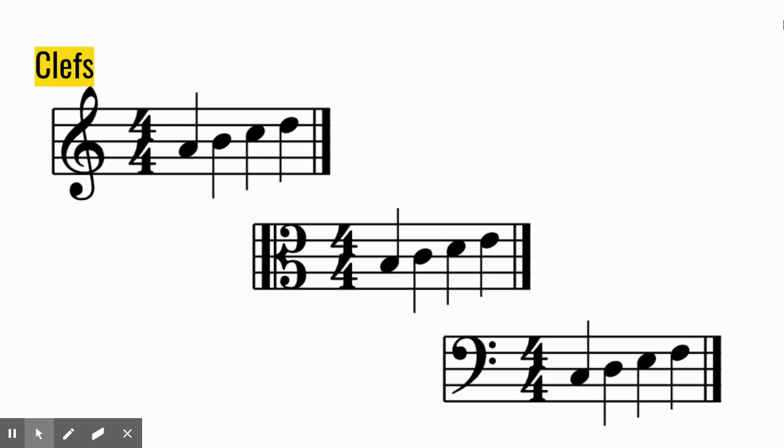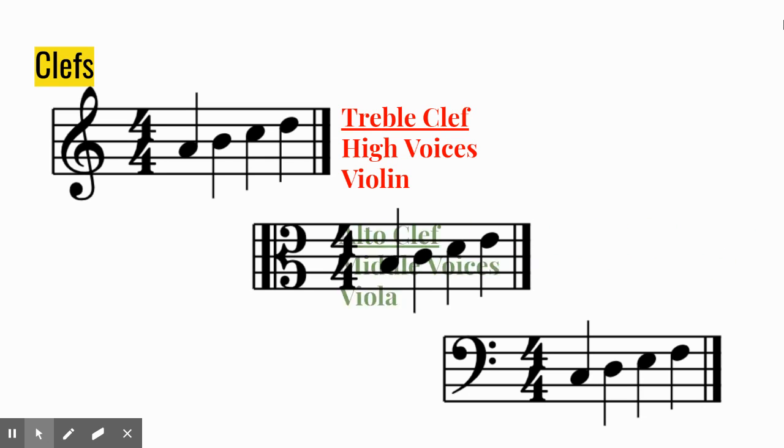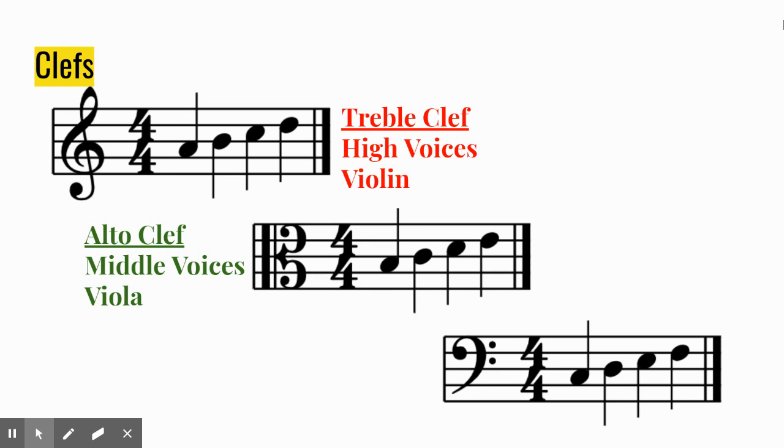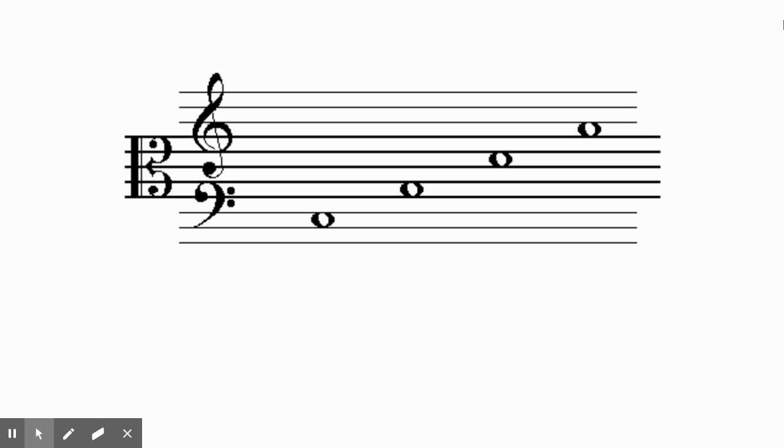The first one is called treble clef. It's used for high voices. Violins use treble clef. The second one is called alto clef. It's used for middle voices. Violas use alto clef. This last one is called bass clef. It's used for low voices. Cellos and basses use bass clef, but the notes on a bass will sound lower than those on a cello.